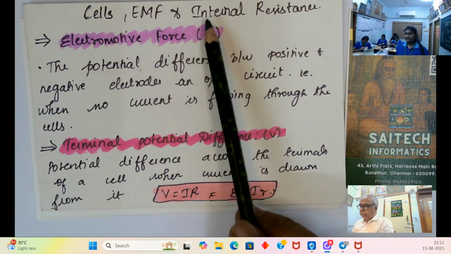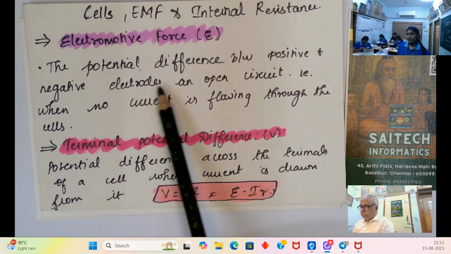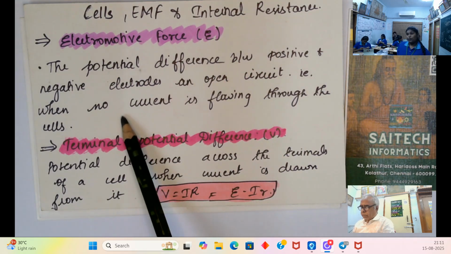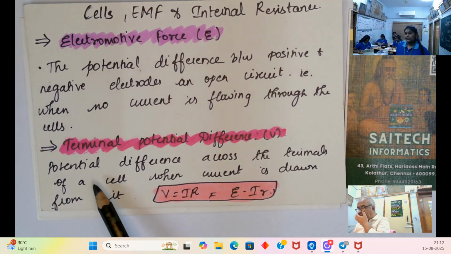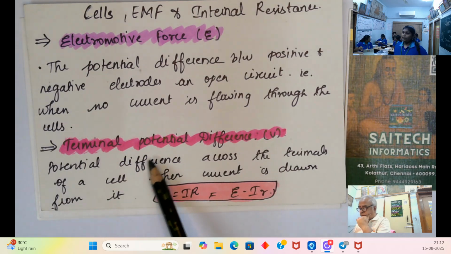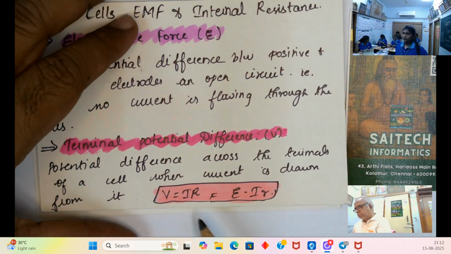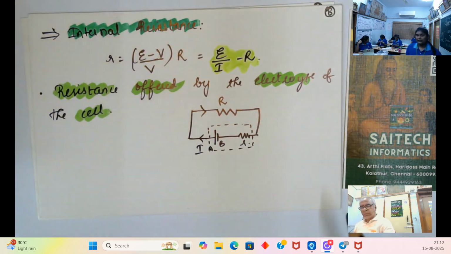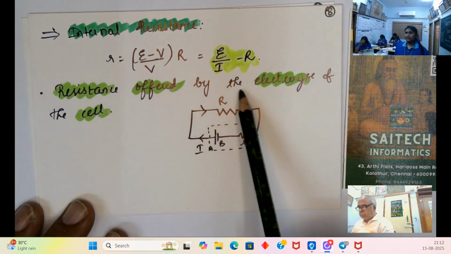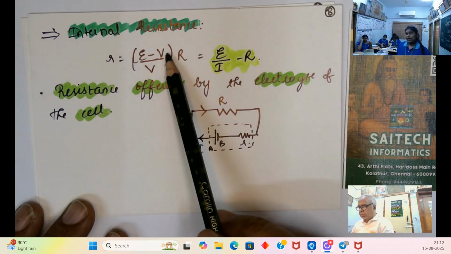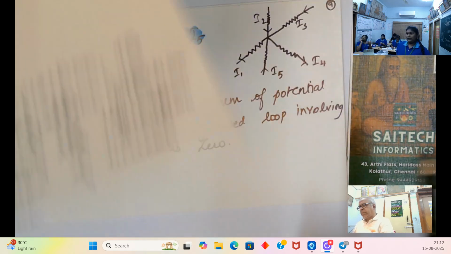So cells, EMF and internal resistance. First comes electromotive force E, the potential difference between the positive and negative electrodes in open circuit, that is, when no current is flowing through the cell. Then terminal potential difference: potential difference across the terminals of a cell when current is drawn from it. V is equal to IR, which is equal to E minus Ir. Internal resistance r: resistance offered by the electrolyte of the cell. r is equal to (E minus V) by V into R, which can be written as E by I minus R.